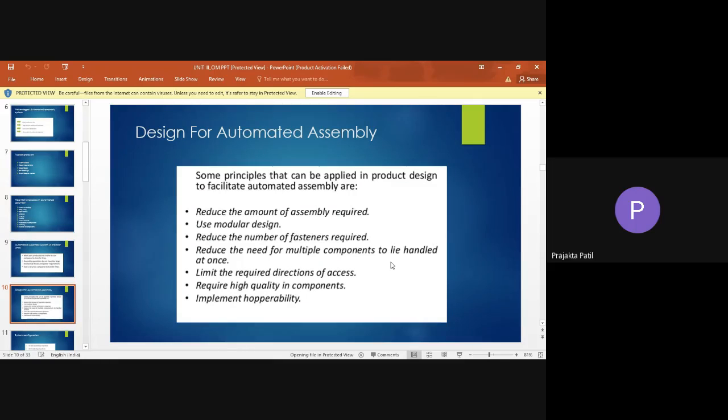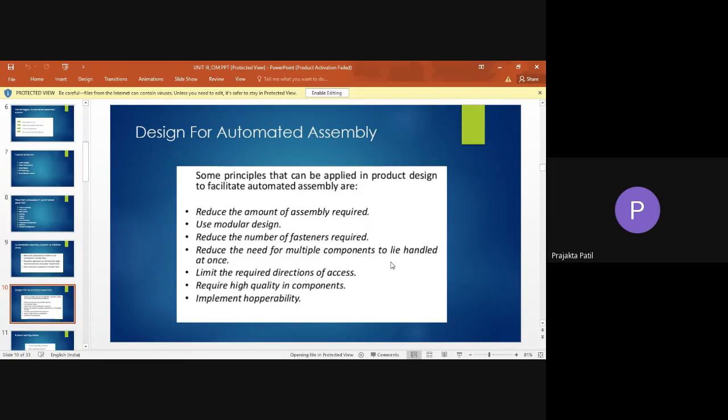Next is limit the required directions of access. When we are going for these automated assembly systems, the direction of access is very important, of course. When it comes to an assembly line, the orientation and the direction of the component that has to be assembled is very important. You just cannot place the component anyhow. It has to have a certain orientation. There has to be a certain direction that has to be followed in order to assemble. So you have to limit the required directions of access.